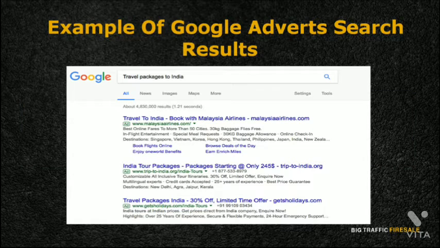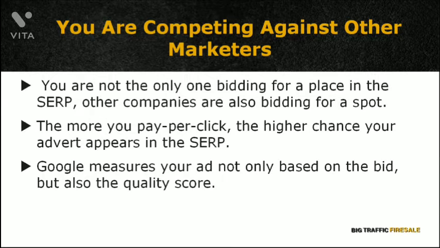Let's illustrate an example. When a person searches for travel packages to India on the search engine, adverts may appear alongside the search either at the top or on the right-hand side of the SERP. Organic search results will also appear amongst the ads, where some people may or may not notice the difference between the two.